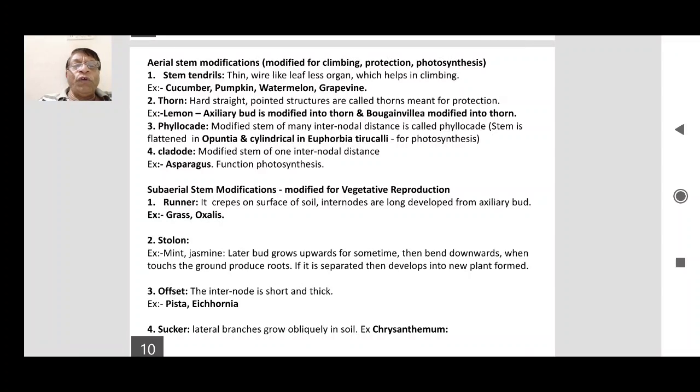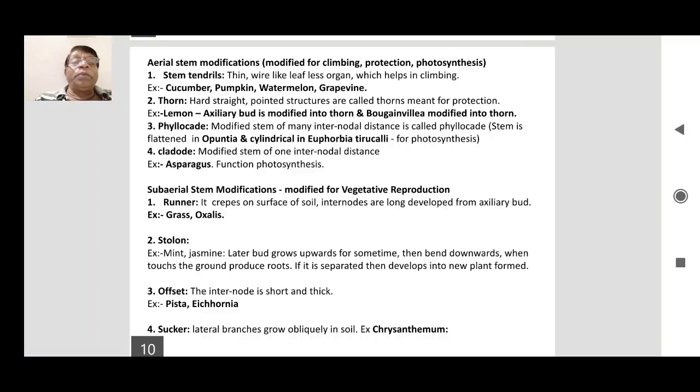In case of Euphorbia thirukalli, the stem is cylindrical. The leaves are weak, feeble. Hence, the function of the leaves is taken by the stem. So that's all about the phylloclade.